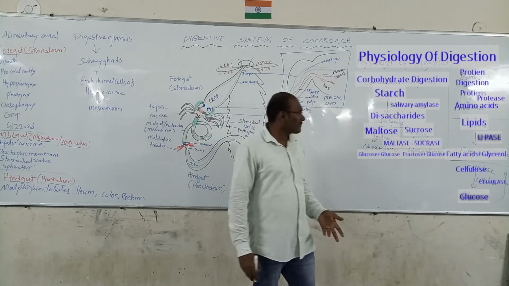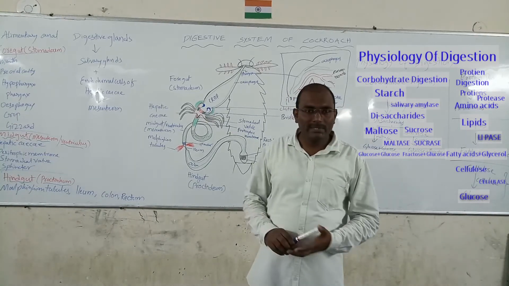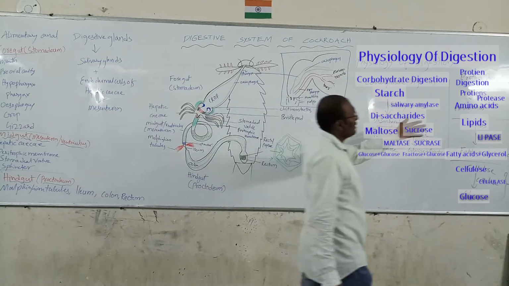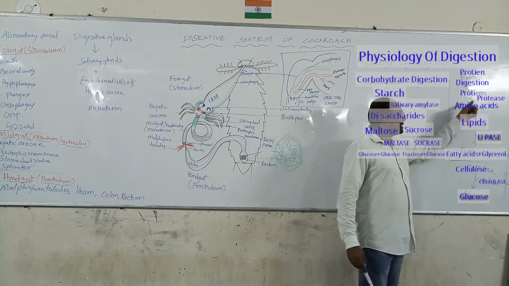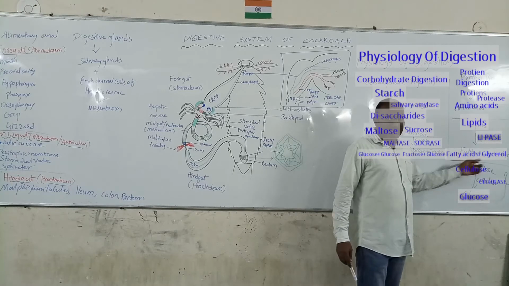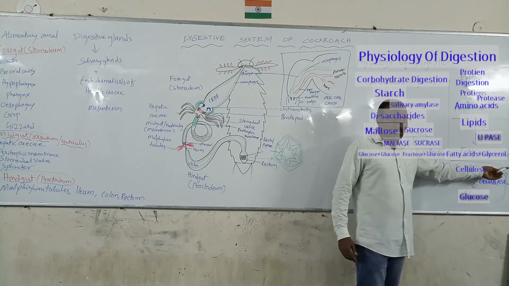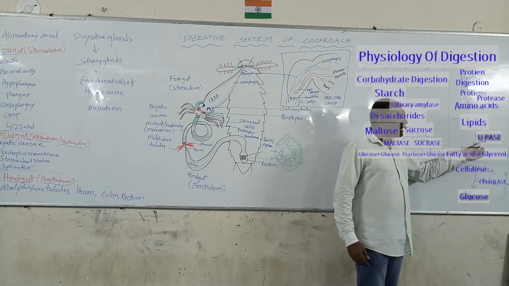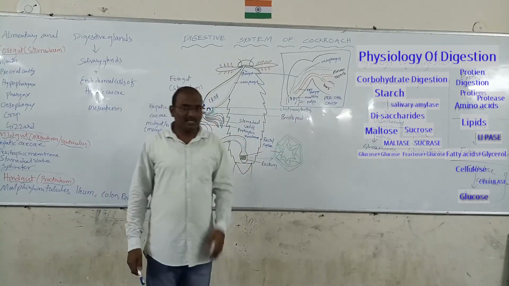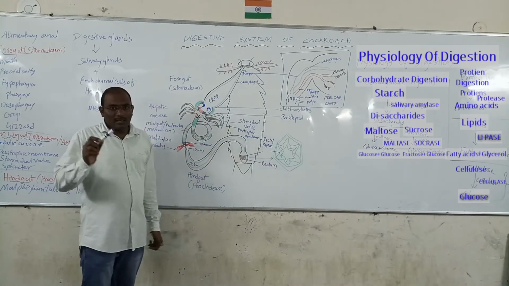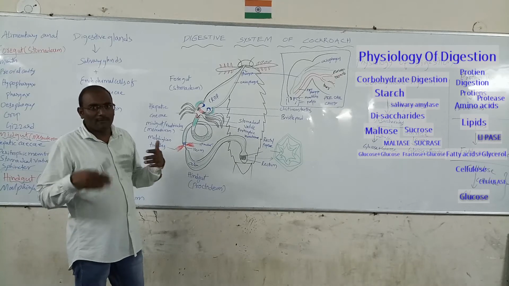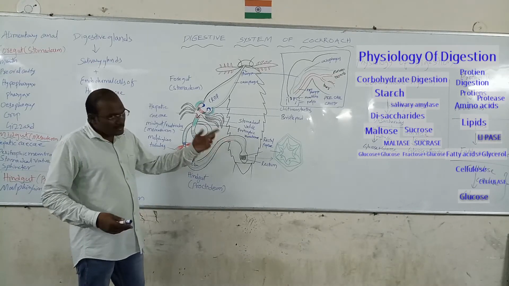Later, protein digestion. Protease, peptidases, and trypsin enzymes are useful for digestion of the proteins. Proteins are mainly converted into amino acids by the enzyme protease. Lipids means fats. Lipids are converted into fatty acids and glycerol with the help of lipase enzyme. I already told that the hindgut also secretes cellulase enzyme. In the hindgut, some microbes are present. They secrete cellulase enzyme, which is helpful for the digestion of cellulose.